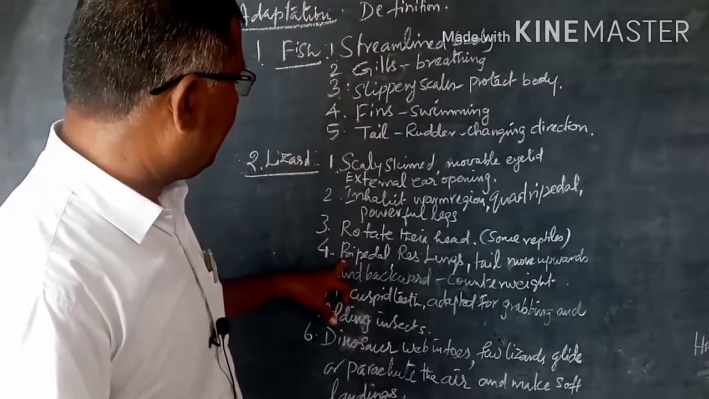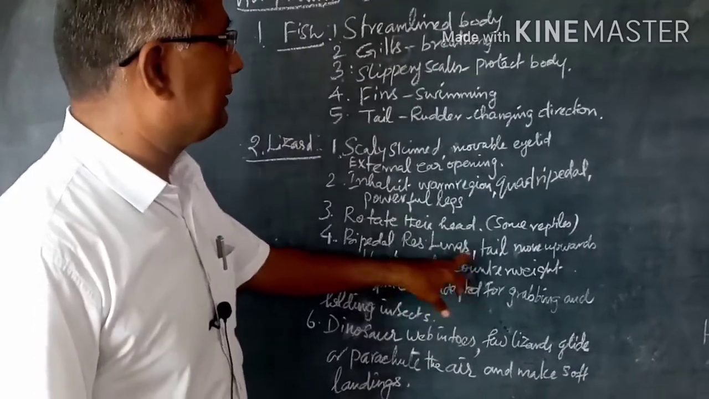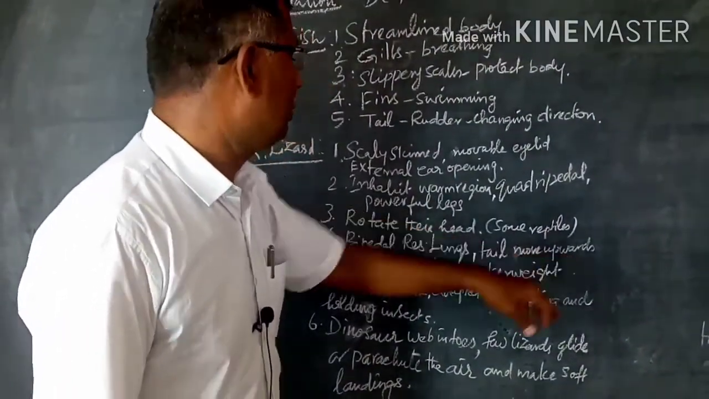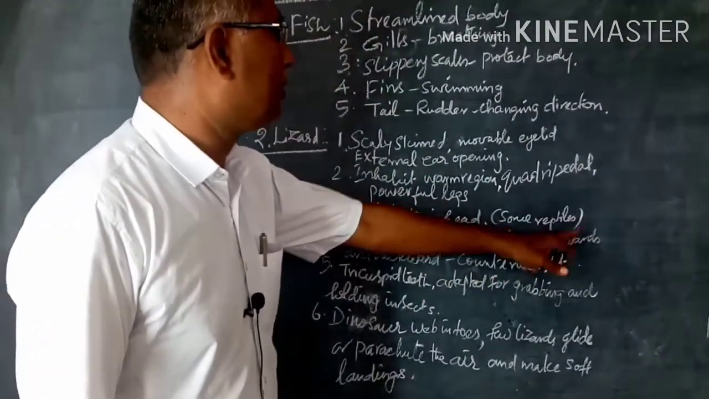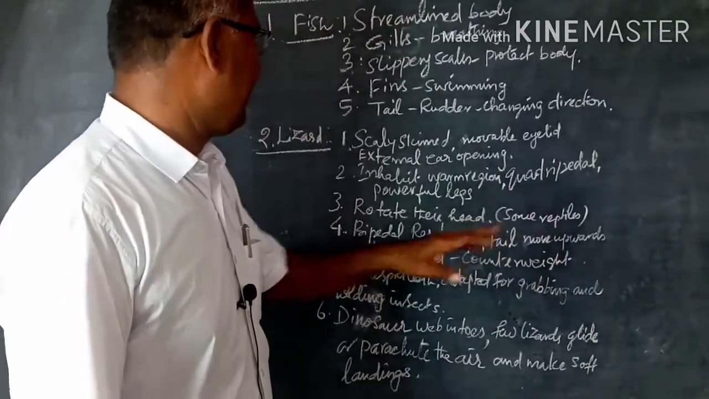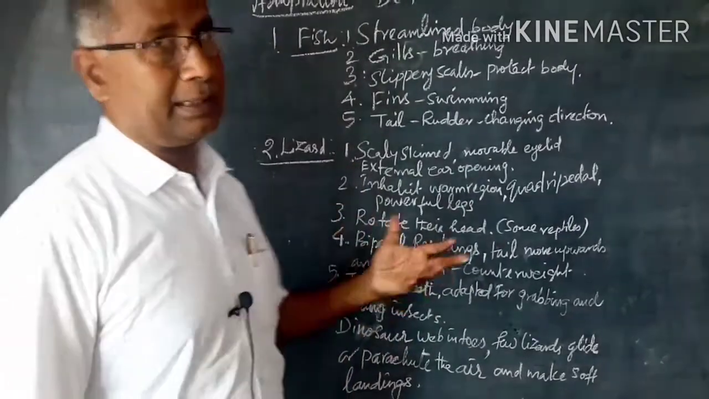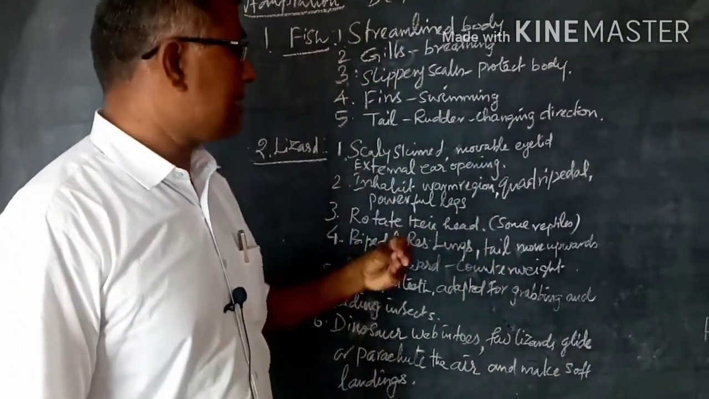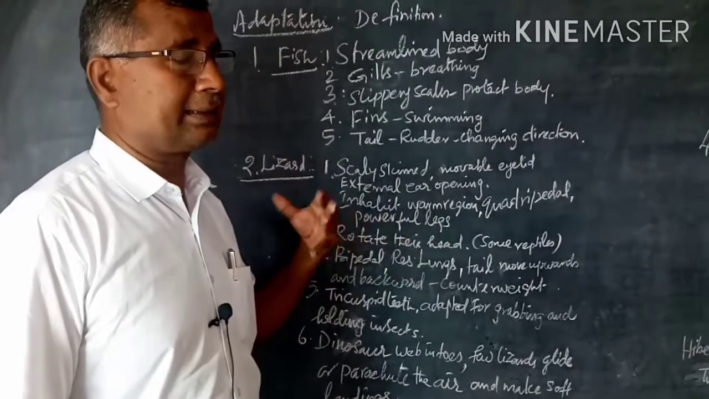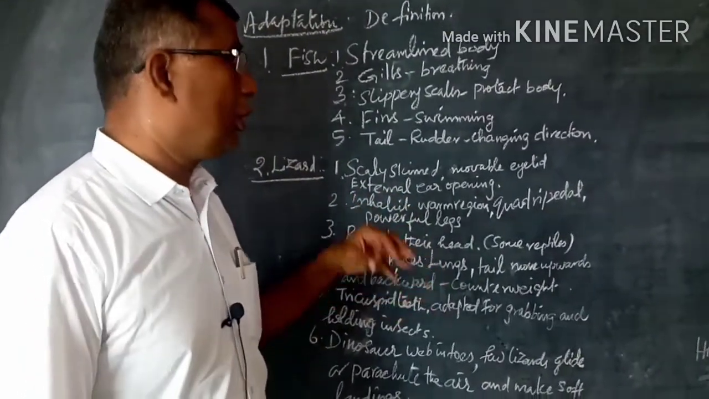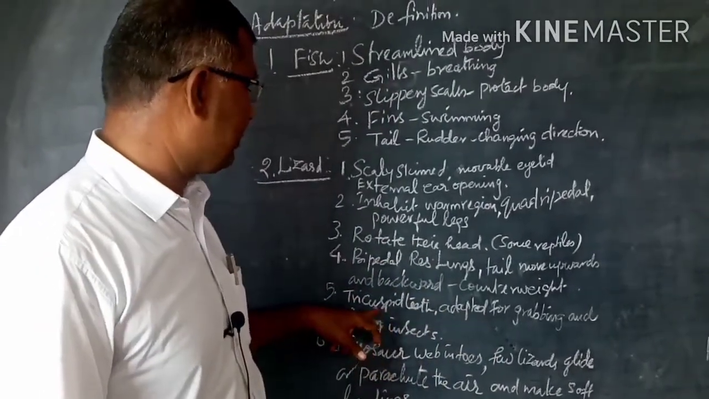Then respiration is by lungs. The tail moves upwards and backwards to counter its weight. So respiration is only through lungs. Tricuspid teeth are adapted for grabbing and holding insects. Some lizards take cockroaches, houseflies like that. So to prevent the prey from escaping from its mouth, they have tricuspid teeth.